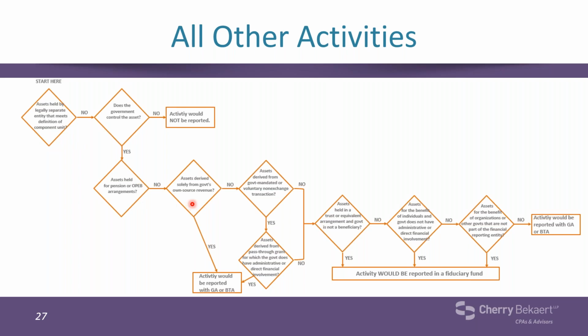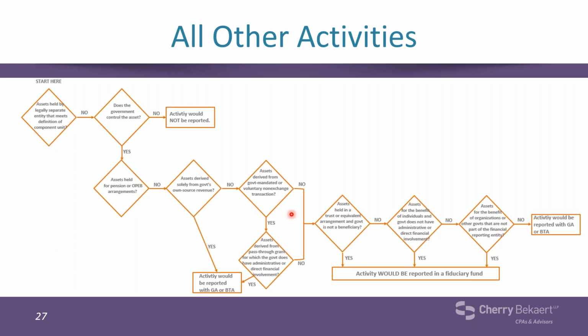Our next consideration on this path is whether the revenues are derived solely from the government's own source revenues. In other words, generated by the government itself. If the revenues are generated by the government itself, the activity would not be a fiduciary activity. If the revenues are not generated by the government itself, then we move on to these next two considerations. And these two questions here are included simply so that a government would not think pass-through grant revenue could be a fiduciary activity. If the revenues are from pass-through grants, they are not fiduciary activities.